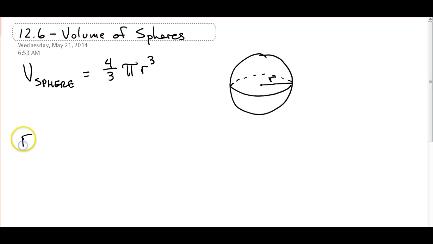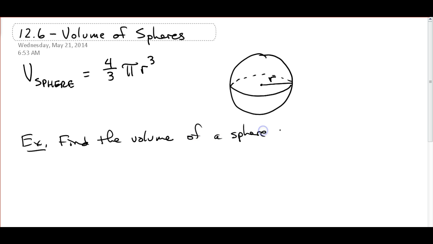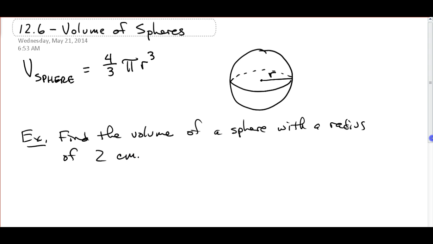So just a quick example. Find the volume of a sphere with a radius of 2 centimeters. Okay, so very straightforward.